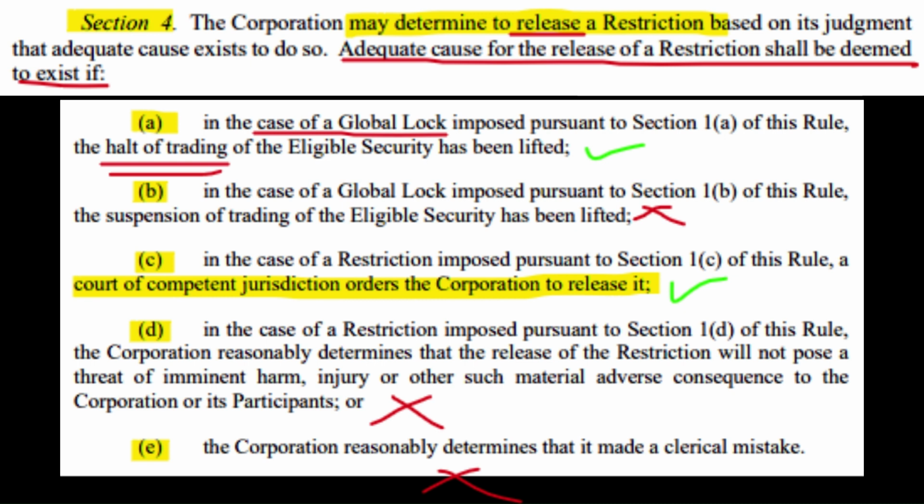Section 4C states that if a court of competent jurisdiction orders the DTC to release the restriction, then it will. This is how the lawsuits that have been initiated are able to get the DTC to lift any restrictions. For example, if Rose's lawsuit orders FINRA to remove the halt, then DTC would subsequently remove their restrictions and it could open for trade. Section 4C and 4D state that the DTC will lift the restrictions if it determines the restrictions no longer are needed and if it determined a clerical mistake.